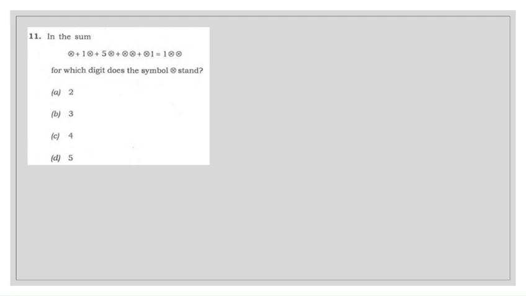Now this question says, in this particular sum, for which digit does this particular symbol stand as a cross symbol? So they have given us the symbol. Now one way of doing this question is by options. For example, we put the values here and then check whether this is correct or not. I will try to do this question by taking any one option first, and after that we'll check it by another way, that is the actual way of forming numbers.